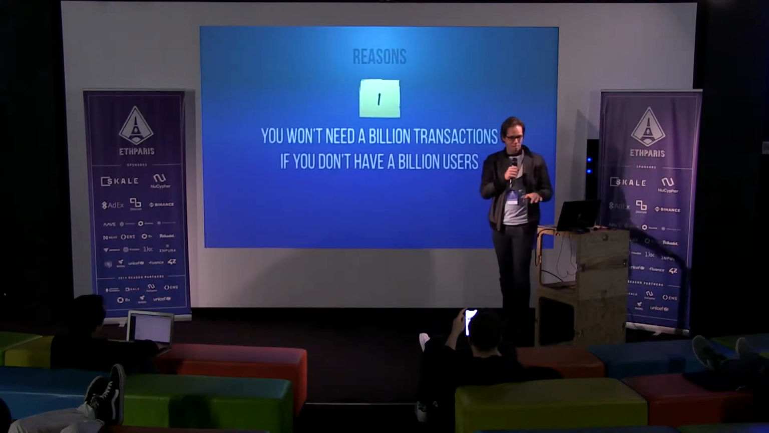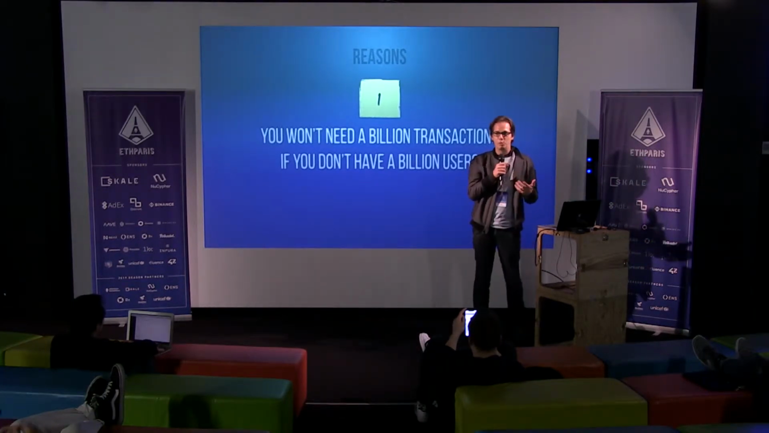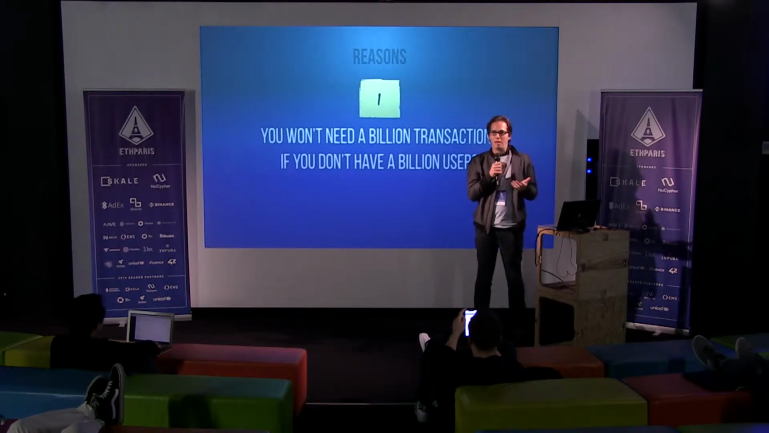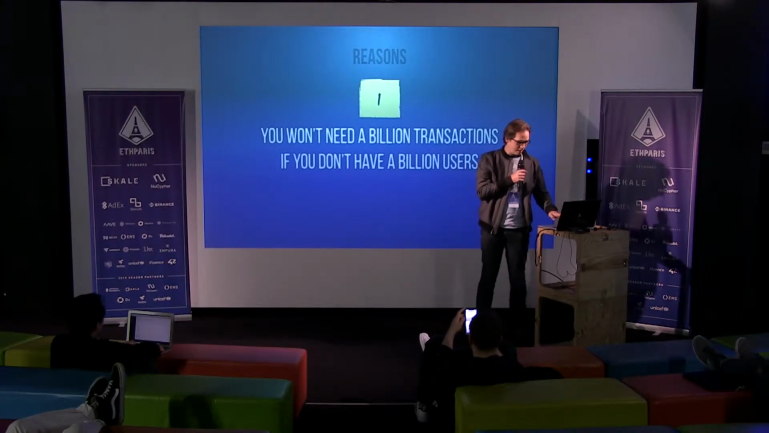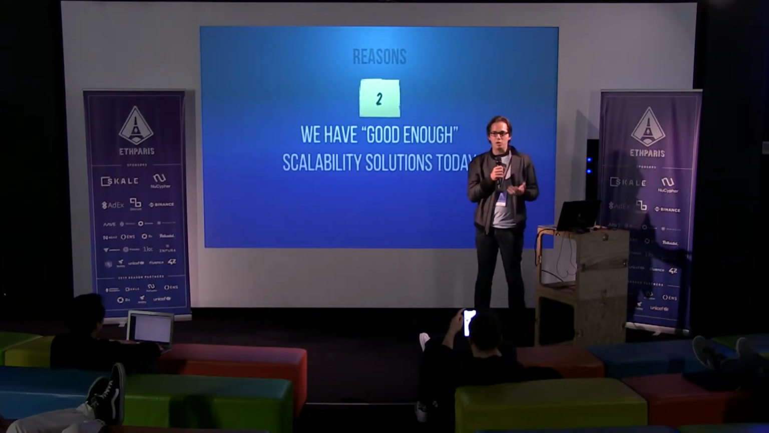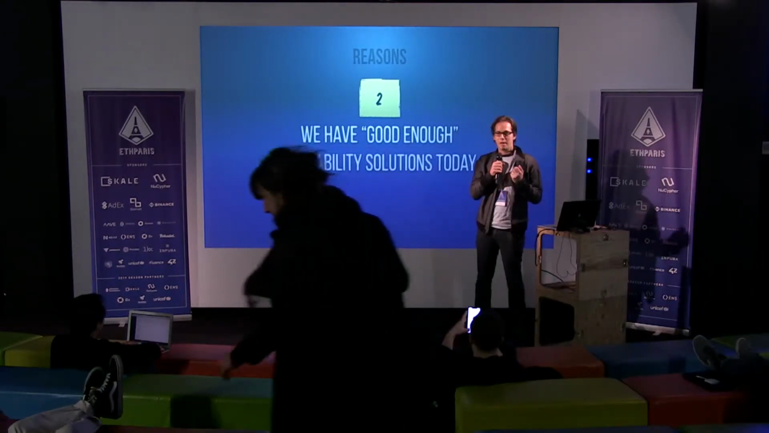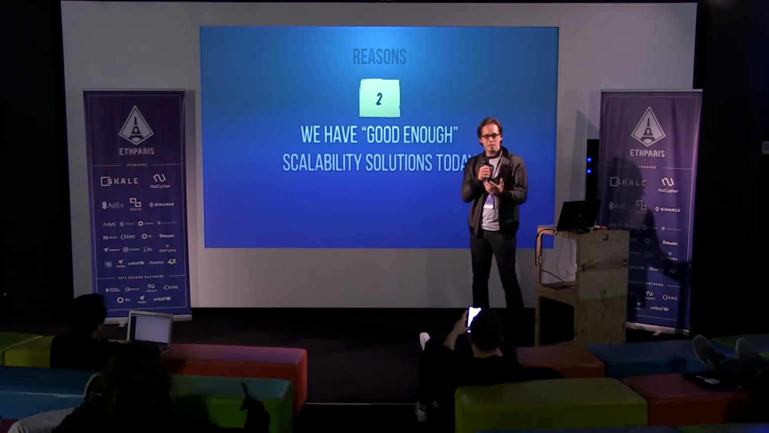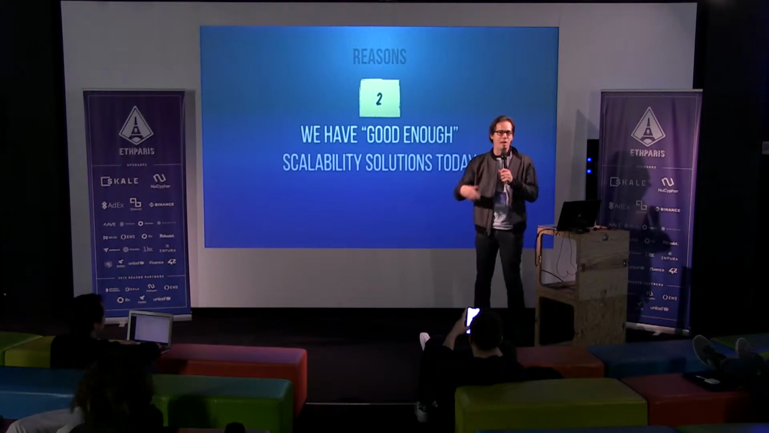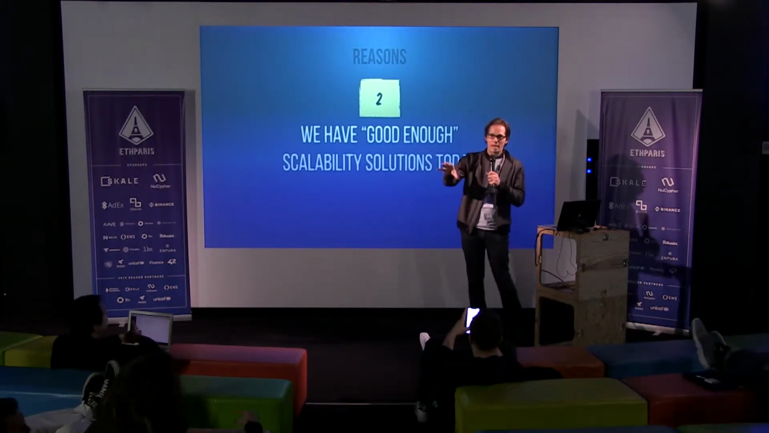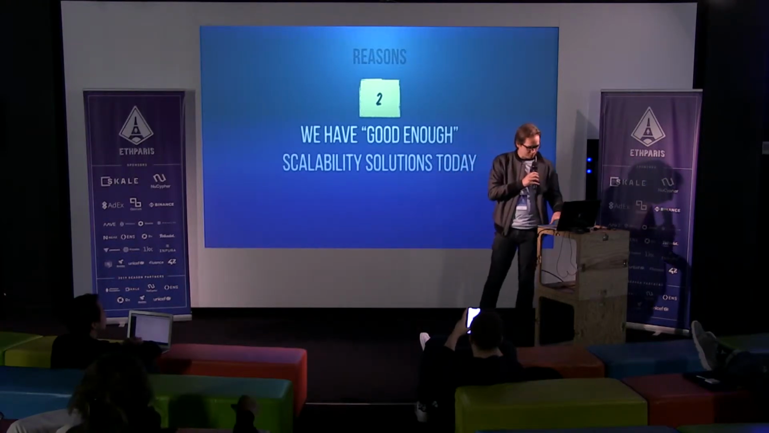The reason is, first, in order to have a billion transactions, you need a billion users or something on the order of magnitude. If you have 10 million users, it doesn't really matter that you don't scale. But even if you do scale, I would argue that we already have a lot of good enough scalability solutions today. You have a lot of small things that may not work for a billion users, but will allow your app to have a plasma, or a sidechain, that will allow a few thousand transactions per second.